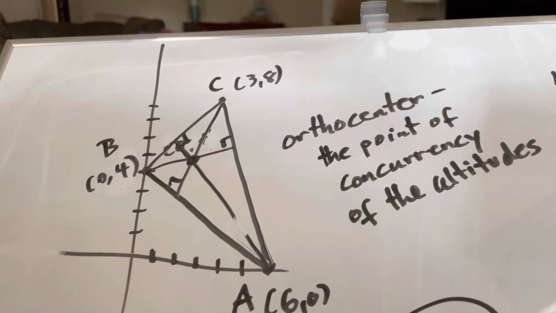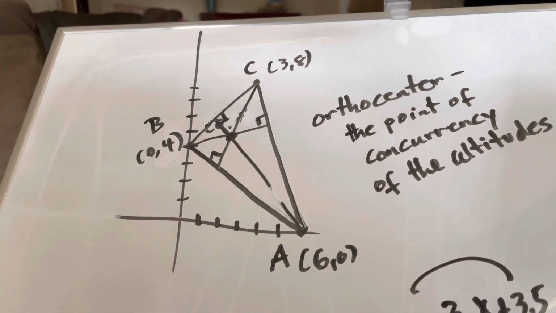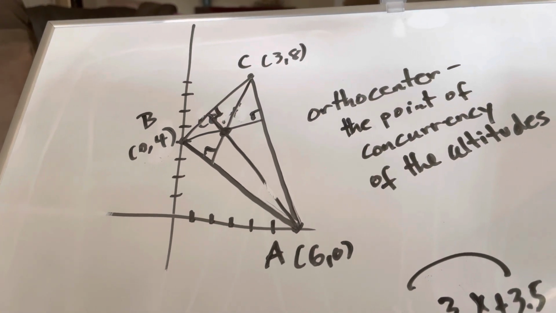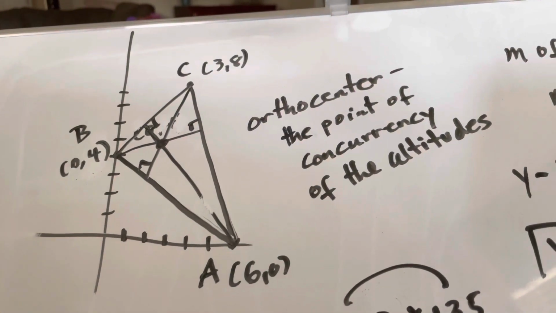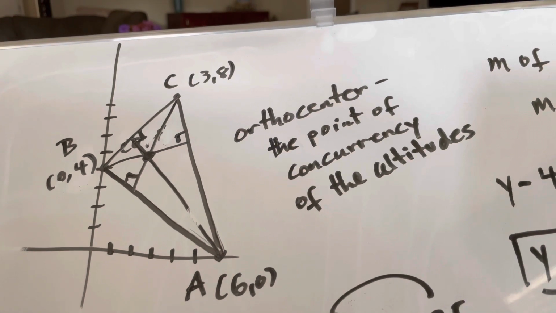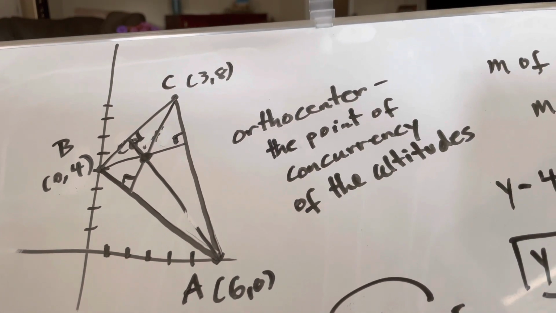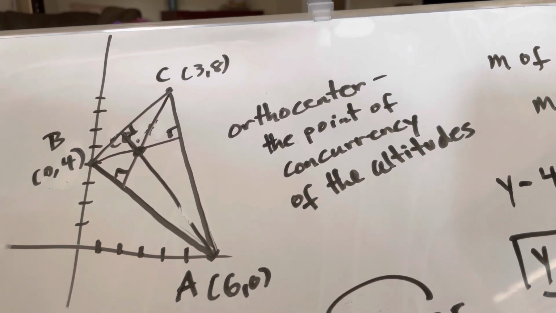The number 29 on page 379 looks like this. We have this triangle made up of points A, B, and C. We're trying to find the orthocenter, which is the point where all the altitudes intersect. So the point of concurrency of the altitudes.